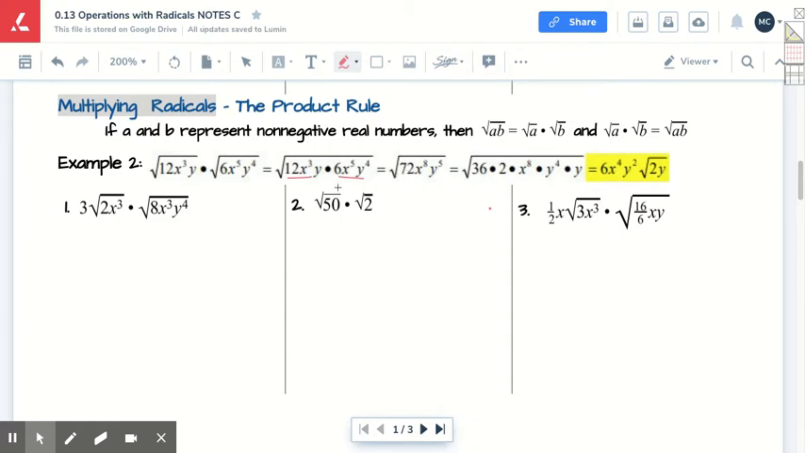So then we could actually perform that multiplication. So 12 times 6 is 72. X cubed times x to the fifth is x to the eighth. And y times y to the fourth is y to the fifth. Once we have it like that, then we can break it down like we've been doing before. So the square root of 72 x to the eighth y to the fifth could be broken down, and it comes out eventually to 6x to the fourth y squared square root 2y.